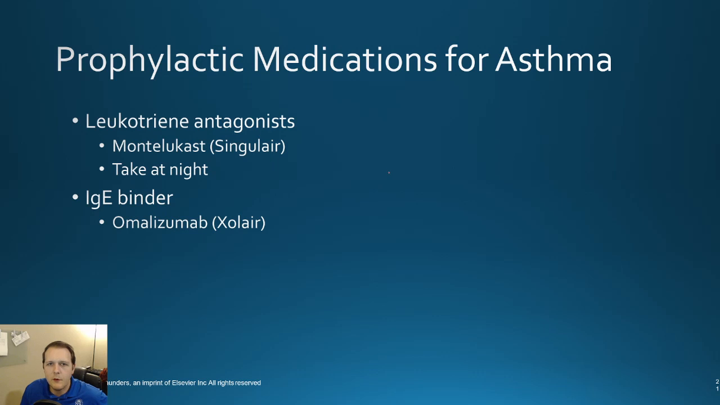Now, certainly some other prophylactic medications you can use to try to prevent attacks from occurring include things like leukotriene antagonists. Basically, leukotrienes are another inflammatory molecule that cause bronchoconstriction to occur, and so the most common one here is going to be montelukast or Singulair.